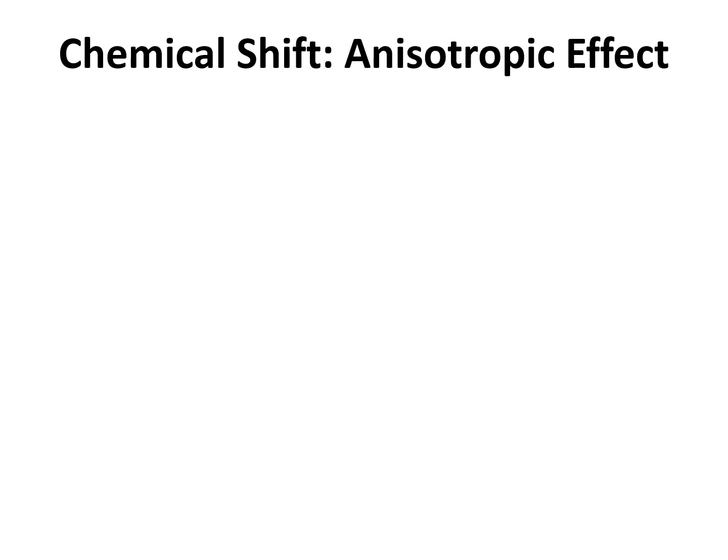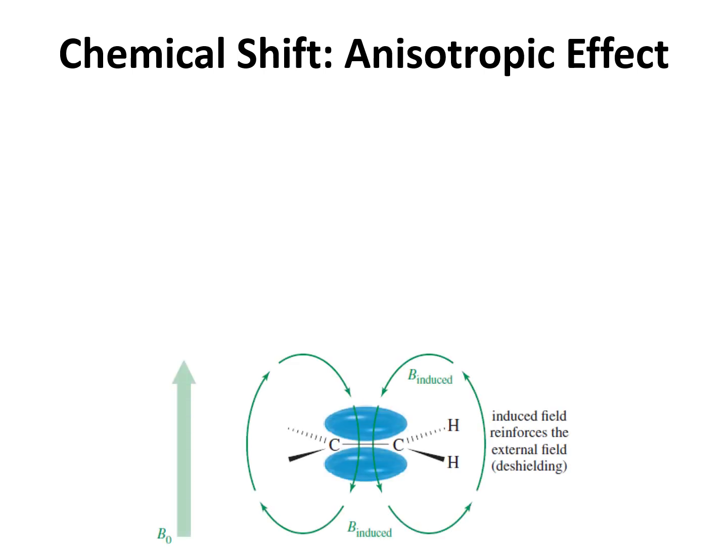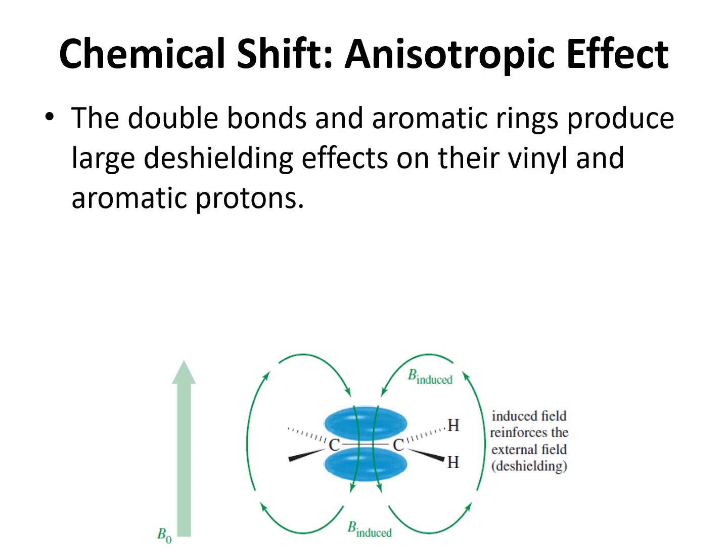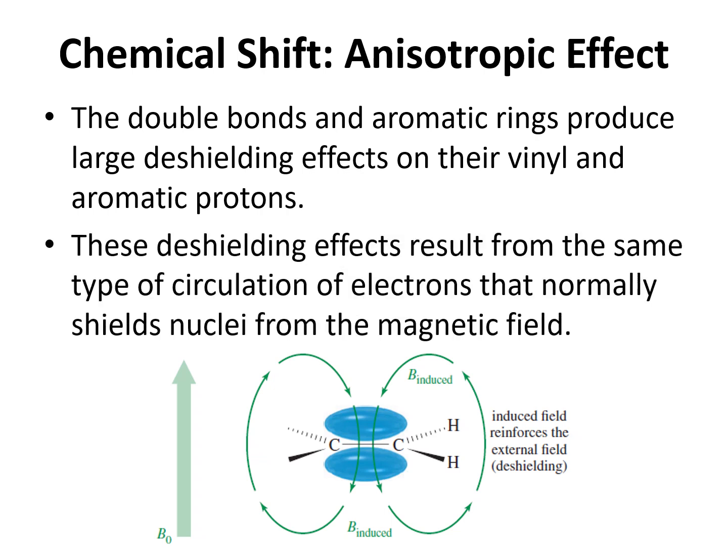The next factor is the anisotropic effect, which is really important. Here we are going to understand different groups. So let's see double bonds or aromatic rings. When we talk about a double bond or aromatic ring, that means pi electrons are present. So these rings produce larger de-shielding effects on their vinylic or aromatic protons.